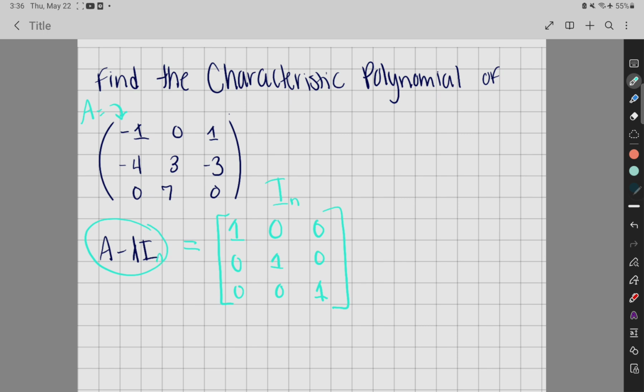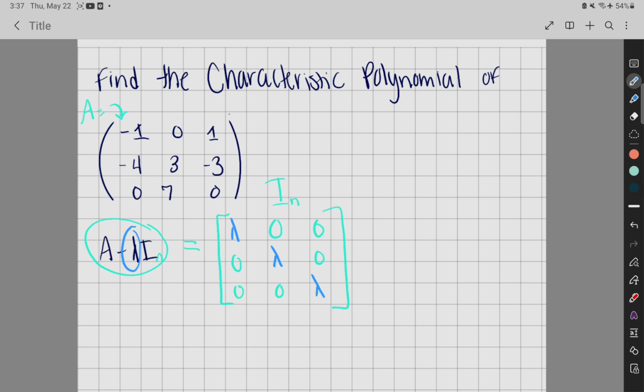With the identity matrix, you're multiplying by lambda. But if there's nothing saying that lambda is equal to some number, then you would just have to replace all these ones with lambdas. So you replace lambda here, and lambda here. But mind you, this is for a 3x3 matrix, okay?